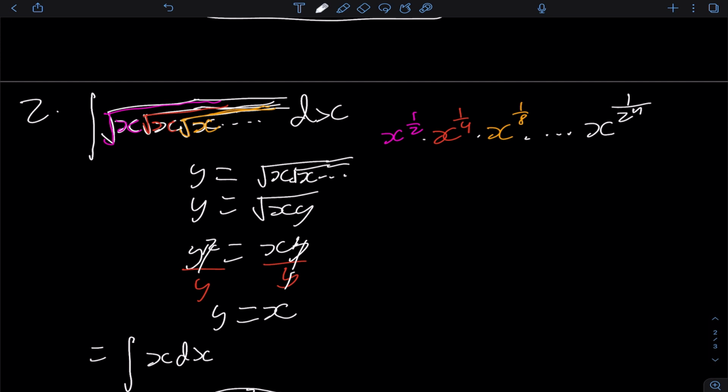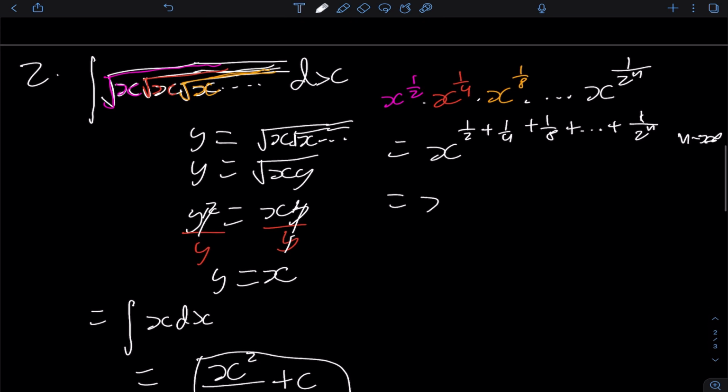And of course, what we now can simplify this to is, because these are being multiplied and they have the same base, we can add the powers. So this is the same thing as x to the 1/2 plus 1/4 plus 1/8 plus dot dot dot plus 1 over 2 to the n. And of course, n here is going to infinity. And what do we see here? This is a very, very famous summation problem. This is just x to the sum of a geometric series where, let's say, n is starting at 1 because we have 1 over 2 to the 1, to infinity of 1 over 2 to the n.